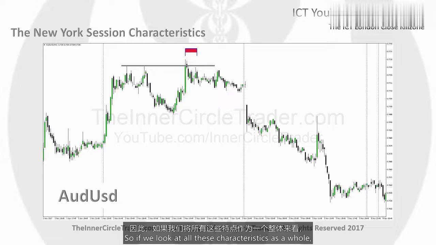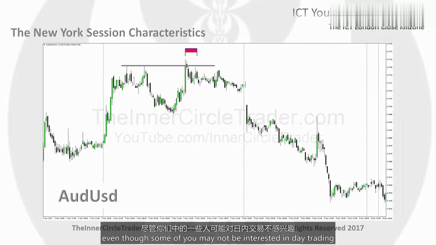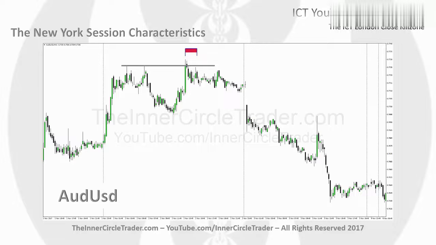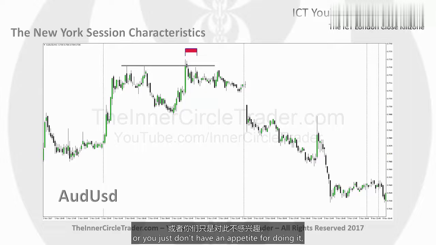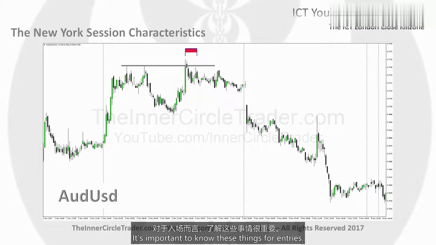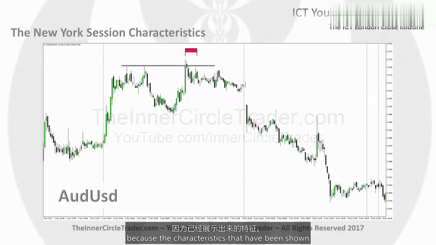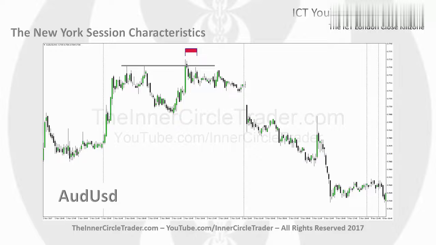So if we look at all these characteristics as a whole, I've started with the intraday, even though some of you may not be interested in day trading because of your life circumstances or you just don't have an appetite for doing it. It's beneficial to understand the engineering of how price moves from the short term, and then we can work from that price point higher into the higher time frames. It's important to know these things for entries. It's important to know these things for managing positions, because the characteristics that have been shown in the free tutorials that I've done thus far may seem rather simplistic.